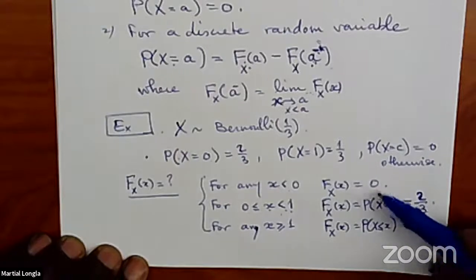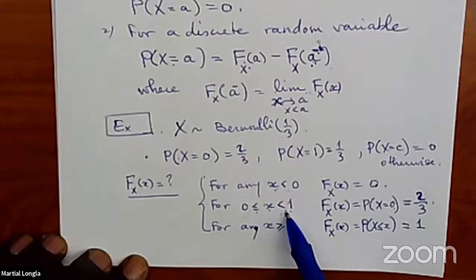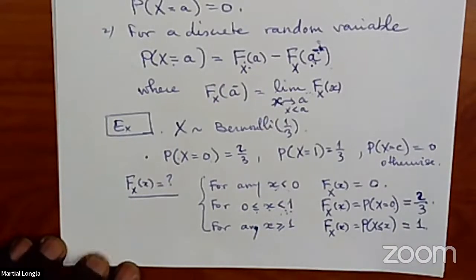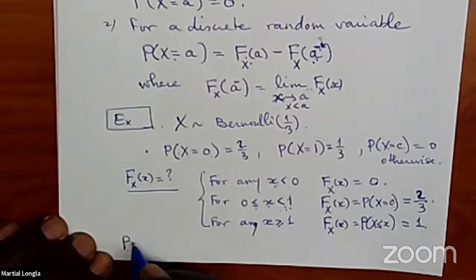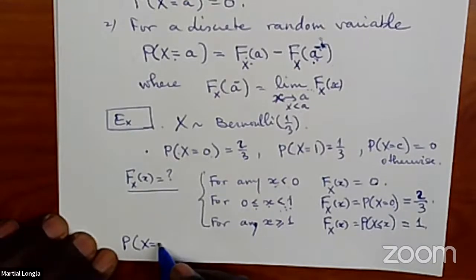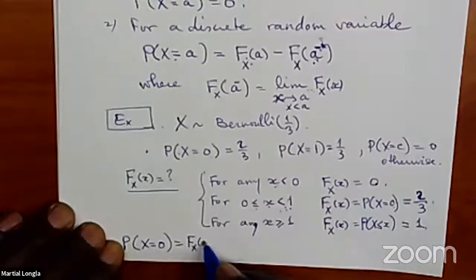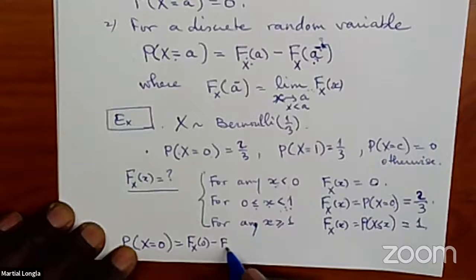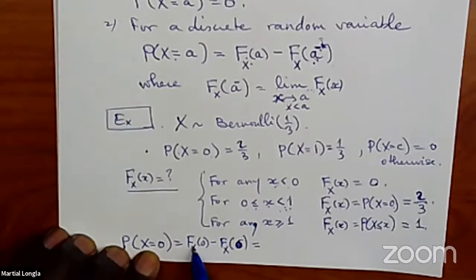It has 3 values: 0 if x is less than 0, 2/3 if x is between 0 and 1 excluding 1, and 1 if x is larger than or equal to 1. If I want to find the probability that x is equal to 0, the formula says it's F_X of 0 minus F_X of 0 minus, the left limit. This means, what's the value of the CDF at 0, based on this one?